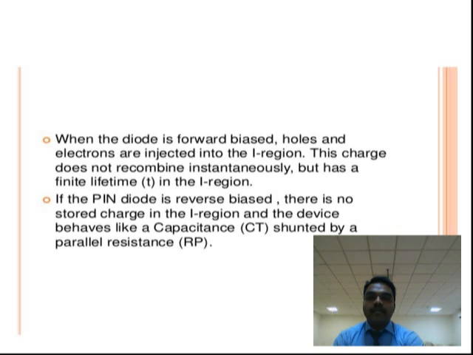When the diode is forward biased, holes and electrons are injected into the I region. This charge does not recombine instantaneously but has a finite lifetime in the I region, the intrinsic region. If the pin diode is reverse biased, there is no stored charge in the intrinsic region and the device behaves like a capacitance shunted by a parallel resistance.